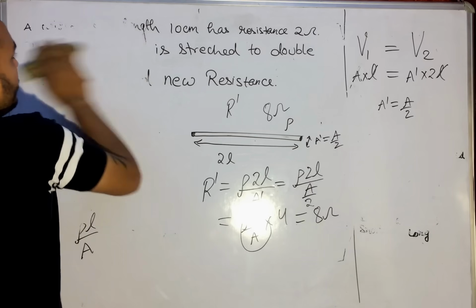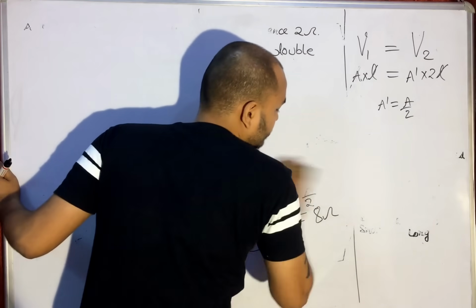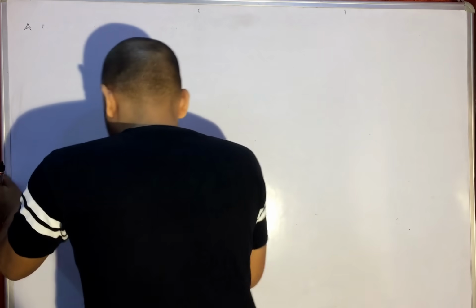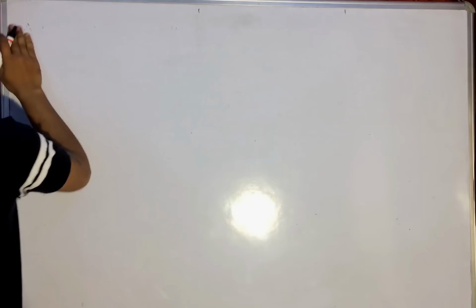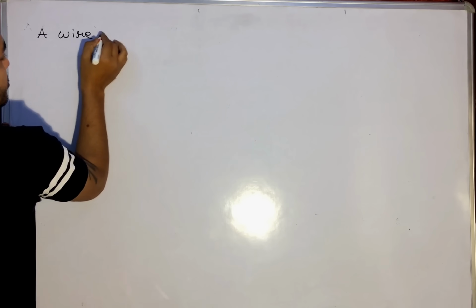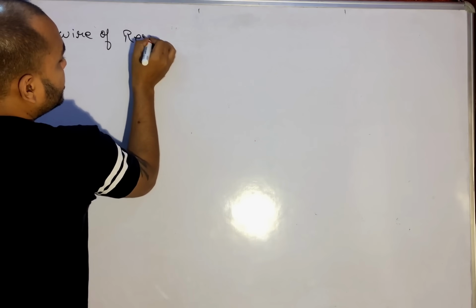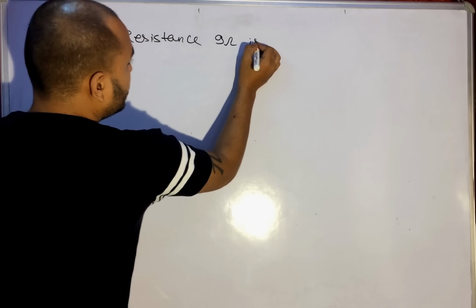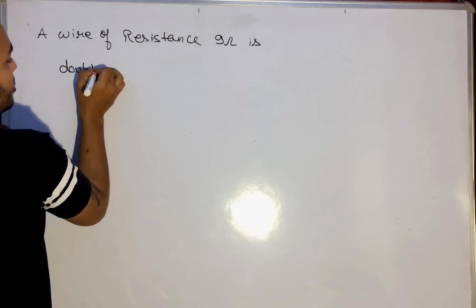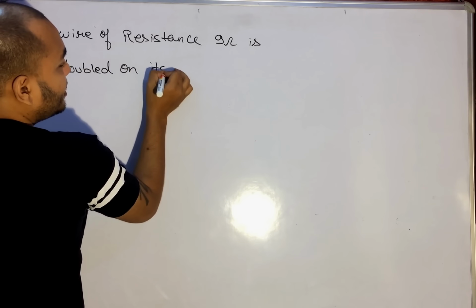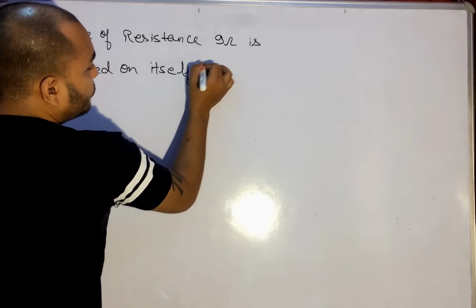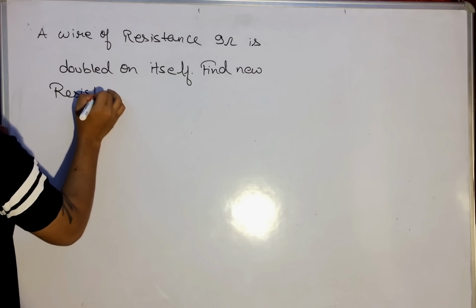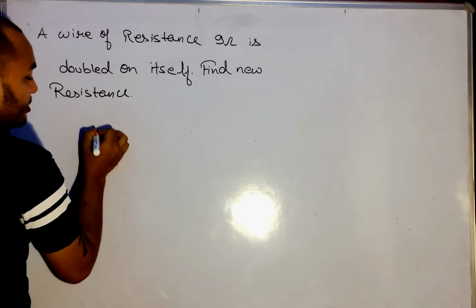Okay. A similar question, a very similar question. A wire of resistance 9 ohm is doubled on itself. Find the new resistance.